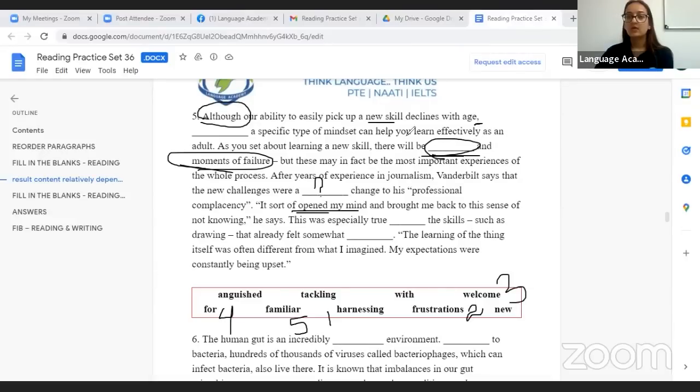Okay, so these were all the questions that we had to do today. So first one, Anamika, is harnessing. That means utilizing your brain in a particular direction. And the last one is talking about skills like drawing, which is a very familiar thing, meaning drawing is very familiar. Welcome change, because we needed a positive word. What kind of change is it? It is a positive change. So that's why we went with welcome.